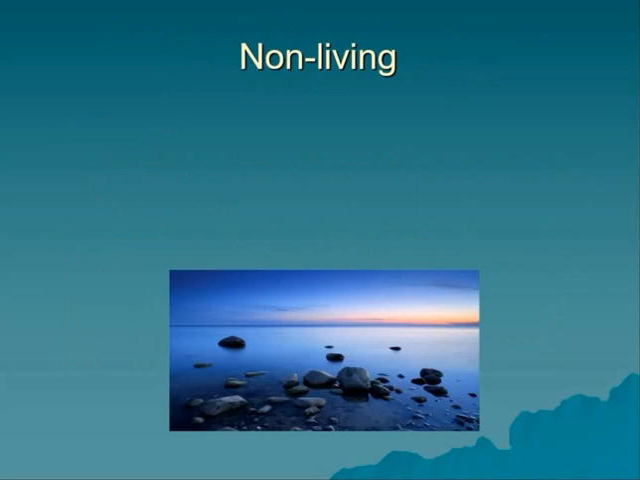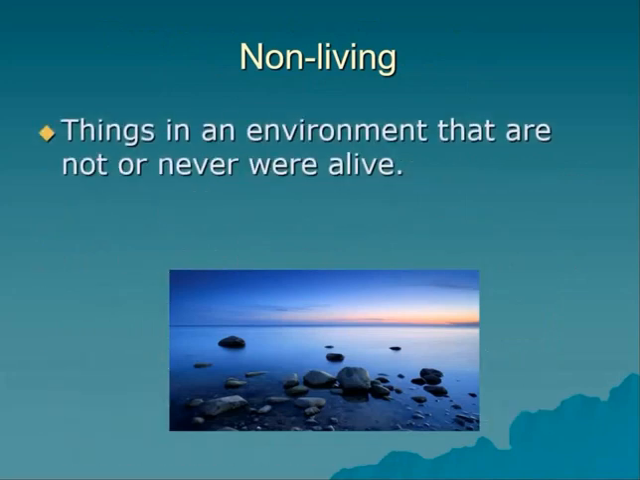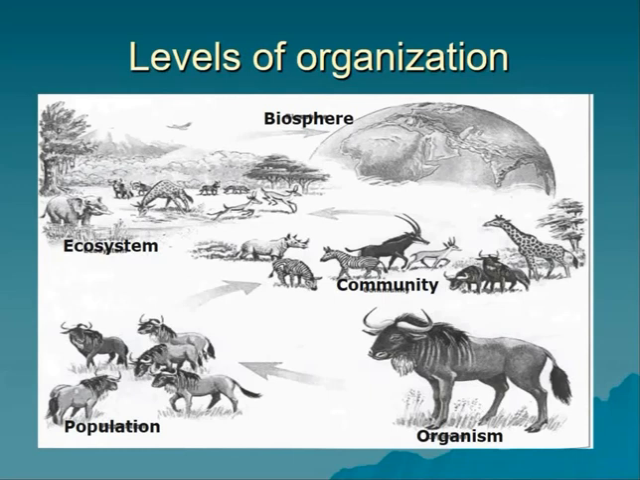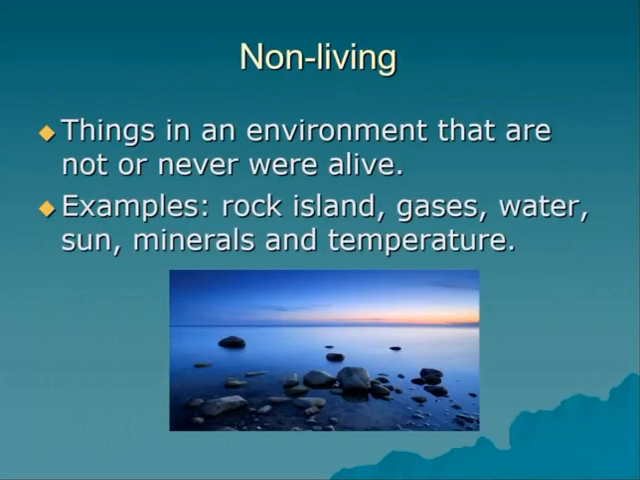Now again, let's look at the non-living things. Non-living things are things in an environment that are not or never were alive. It is understood, these things are not living. Things that were never alive, things that will never be alive, such as water, soil, rock, or minerals or temperature. Those are the non-living things. Somebody was still writing non-living things. Examples are rock, islands, gas, water, the temperature.